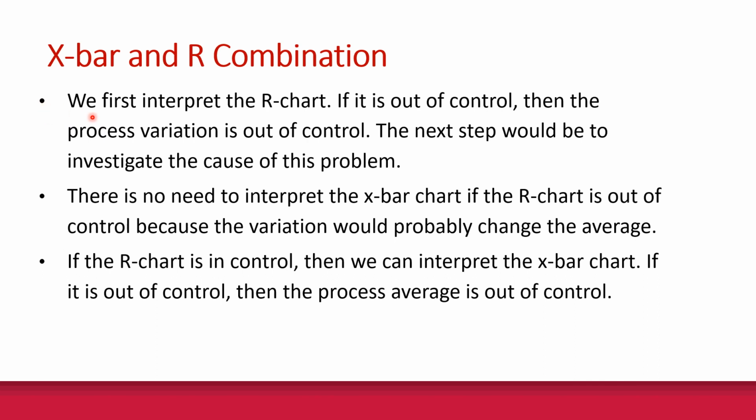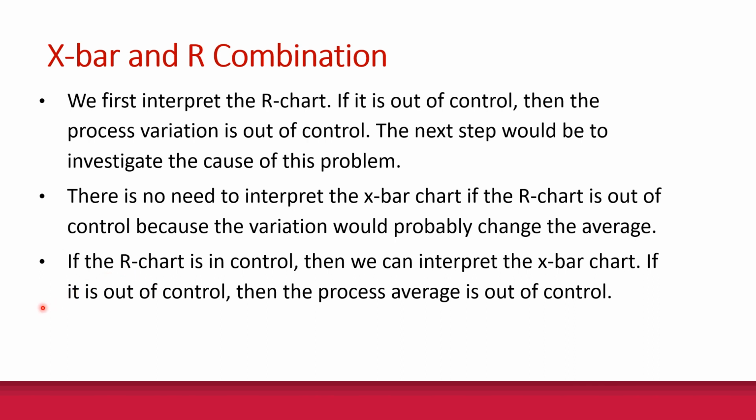Well, first thing we look at is the R chart, the range chart, because if it's out of control, then the process variation is out of control. The next step would be to investigate the cause of this problem. Because again, if the R chart's out of control, you can stop there. Your process is out of control, and so you have to go back and try to figure out what the cause is. And we can use a cause and effect diagram, fishbone diagram, all the basic tools back from the last module.